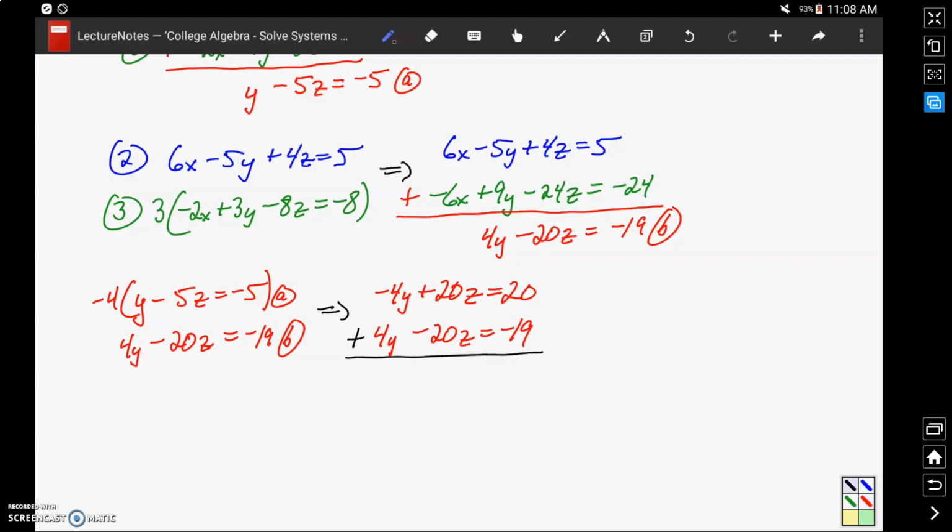And then adding these two equations together, we see that our y terms cancel out, our z terms cancel out, and on the right hand side we end up with positive 1. Or essentially we have the statement 0 is equal to 1, which is clearly not true, meaning we've ended up with a false statement.